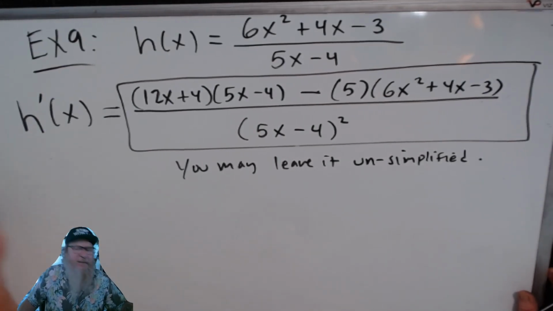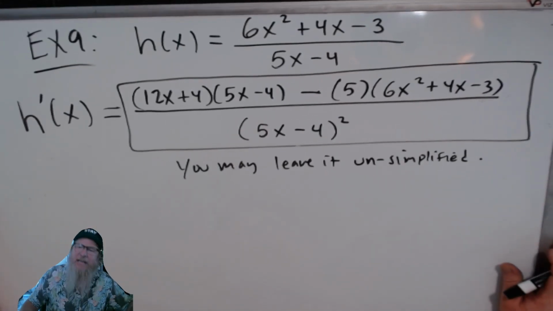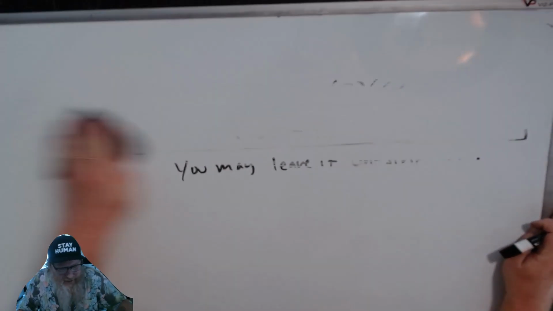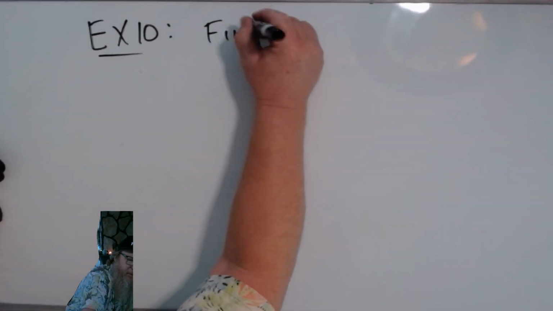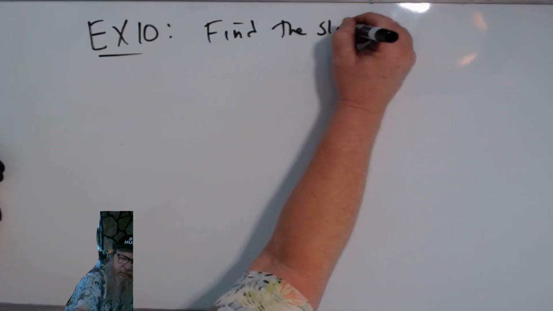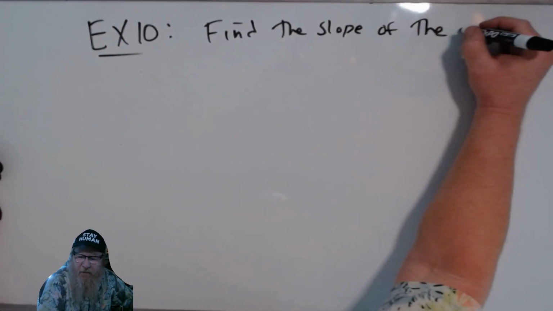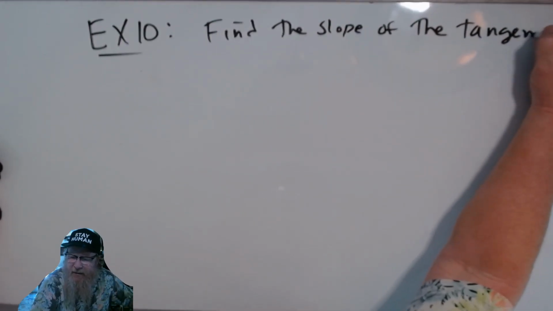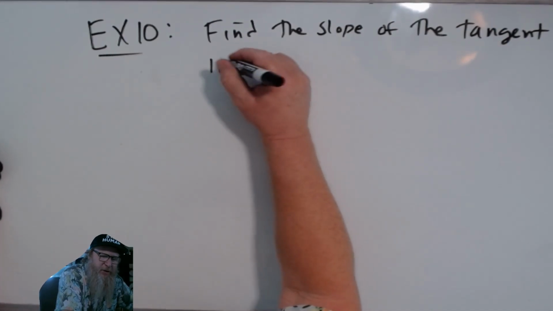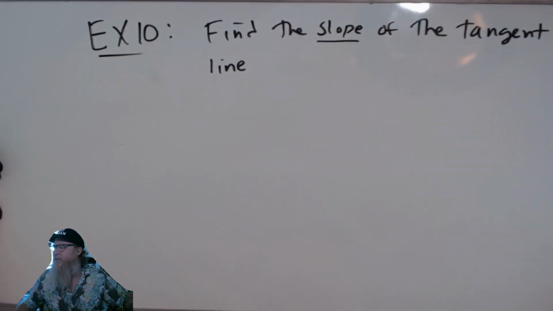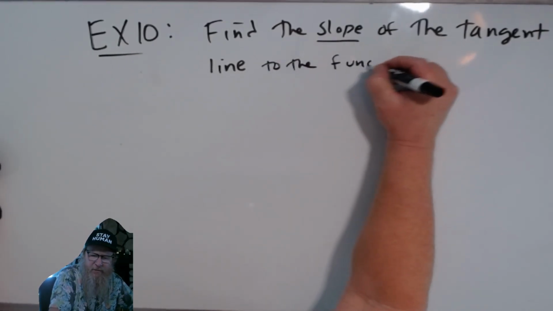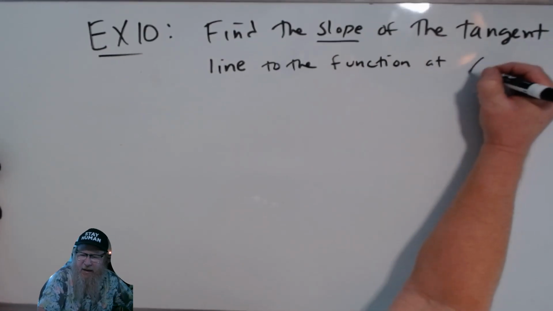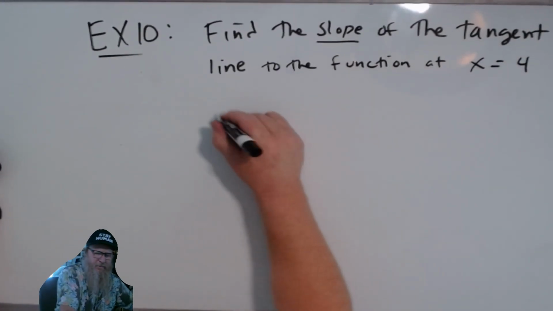So remember, when you take the derivative, you are finding the slope of a tangent line. So let's use this new tool to find the slope of a tangent line. Find the slope of the tangent line. Sometimes I make you find the whole equation, but in this one, I'm just going to say slope to the function at x equals 4.